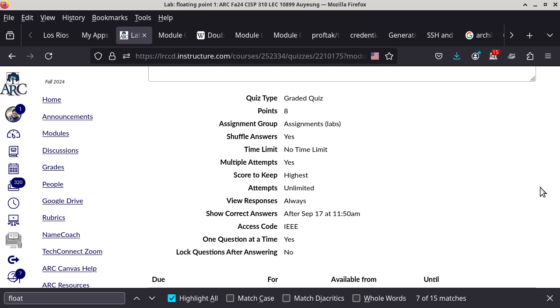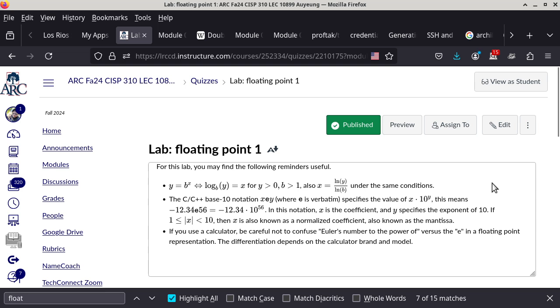All right, but this is important, okay? Because I don't want to answer this question multiple times in this class. So I'm just going to give you the math that you need. Okay, so this is a quick rundown on math. y equals b to the power of x if and only if log base b of y equals x. Okay, so we are basically working with logarithmic math and also exponents.